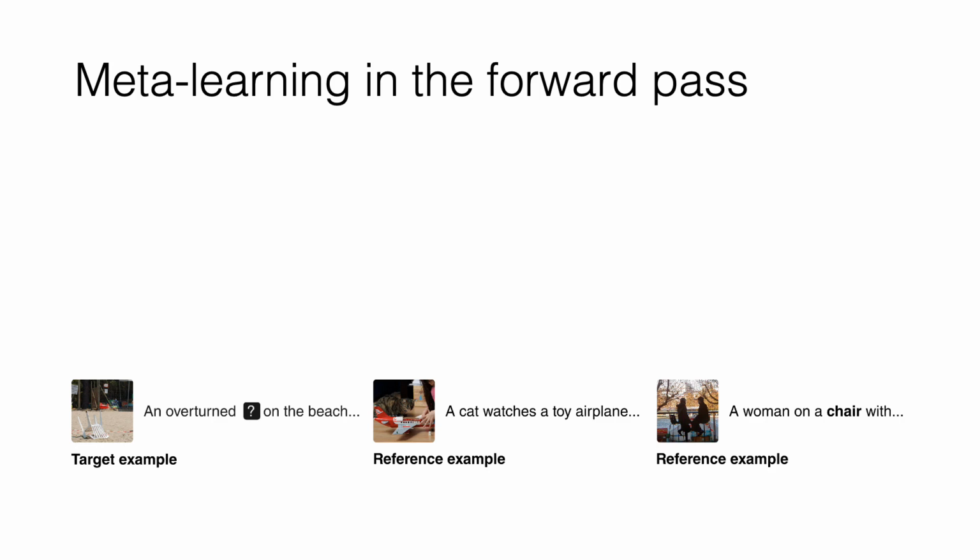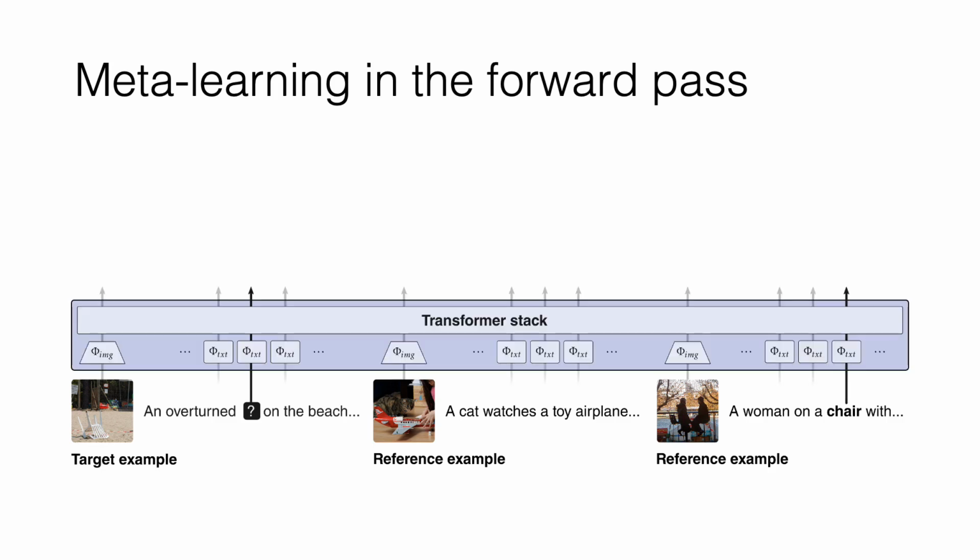Specifically, we perform meta-learning in the forward pass. The whole episode that consists of the training and testing set is input to the system. Then the system has to learn from the training set, that here we call reference examples, and output the correct answers for the testing set that we call here target example.